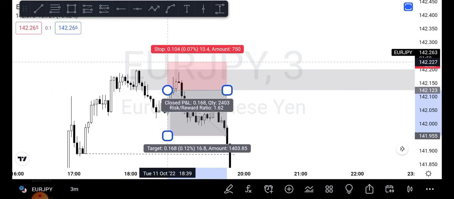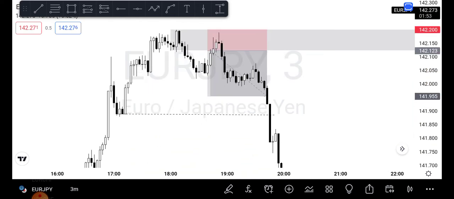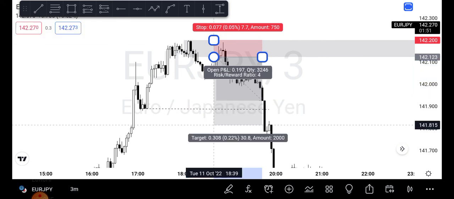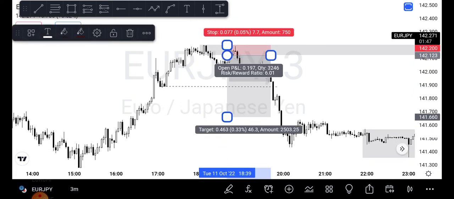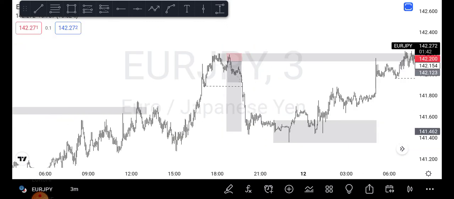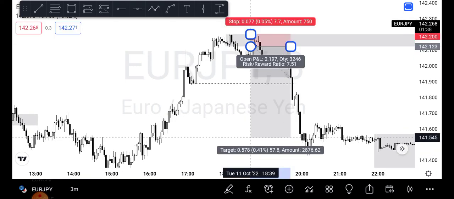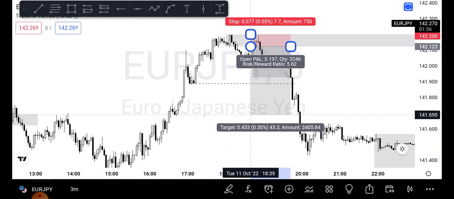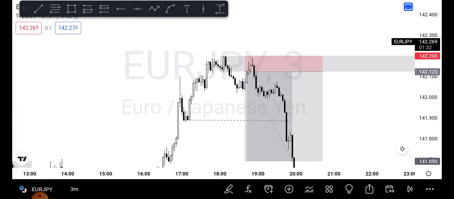I'll be putting my stop loss here. Let's say I'll be targeting, let's just target this place. Okay, I would have targeted this place. So this is shorting from the order block.